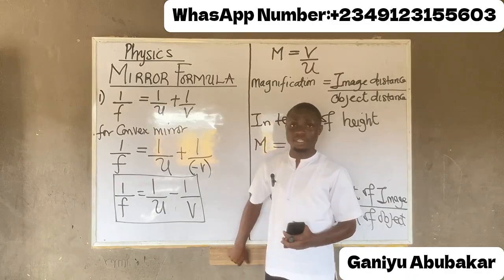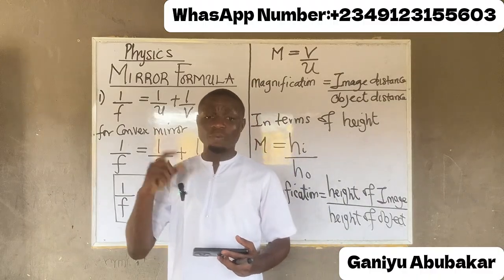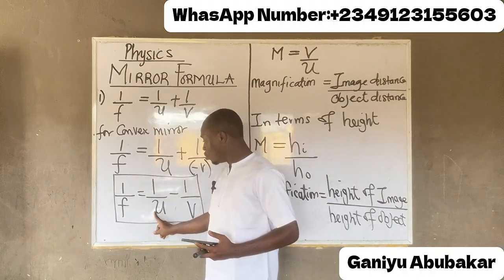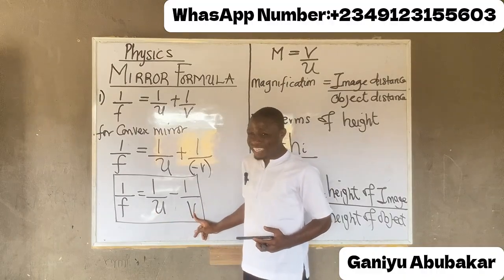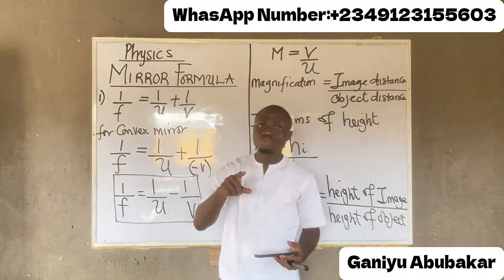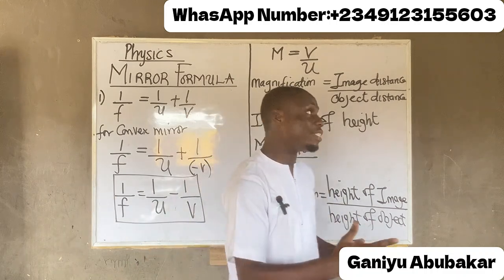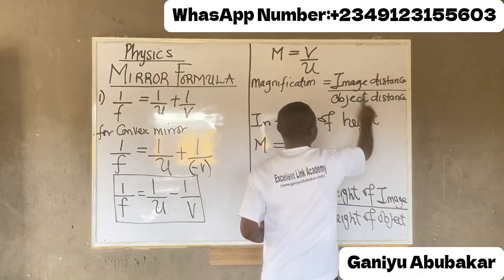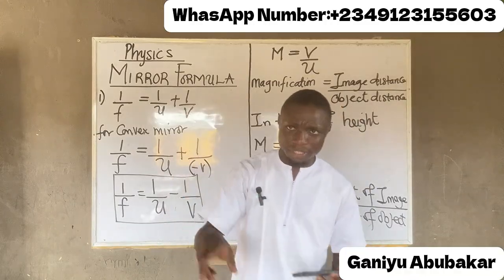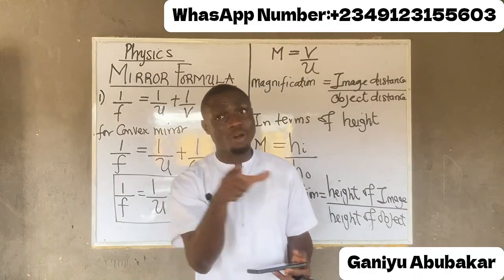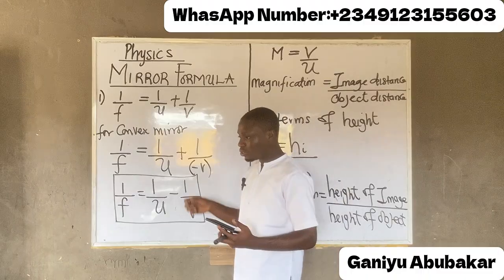For a convex mirror, as you can see on the board, right? And don't forget that we said U is object distance, while V is image distance. U is object distance. V is image distance. Just try to differentiate them, please. I said U is object, while V is the image distance, as shown on the board.